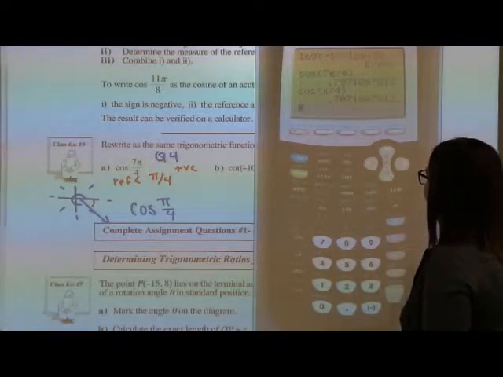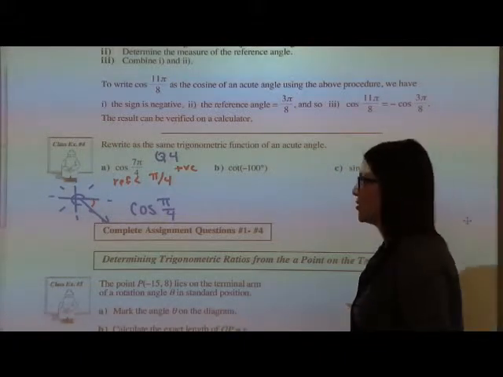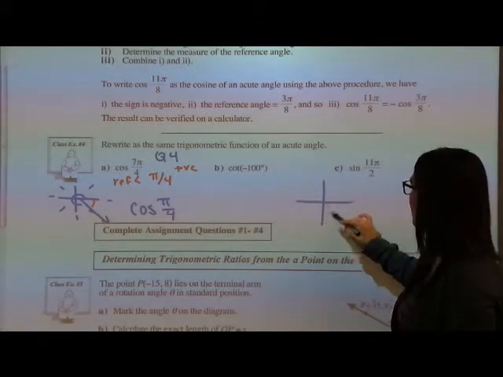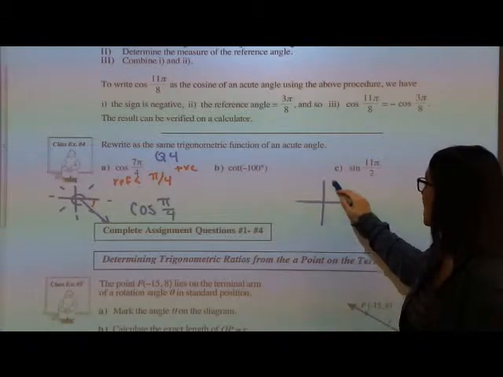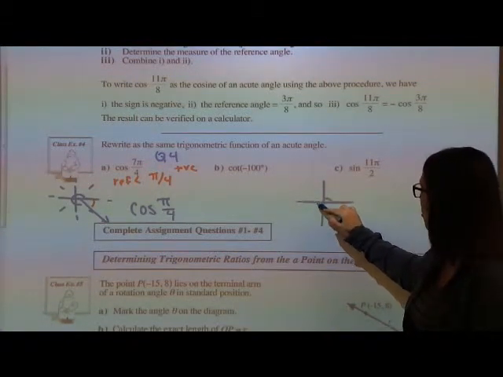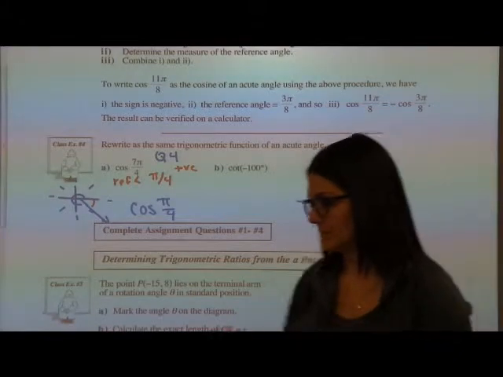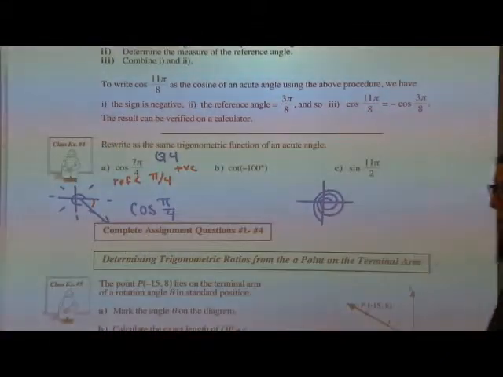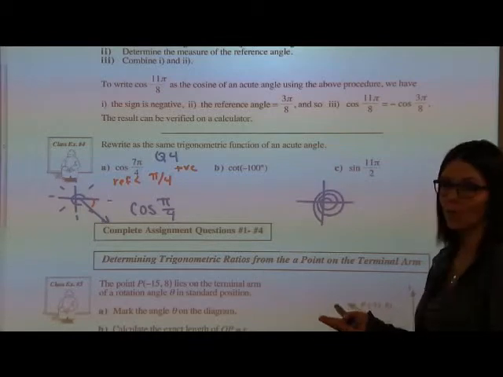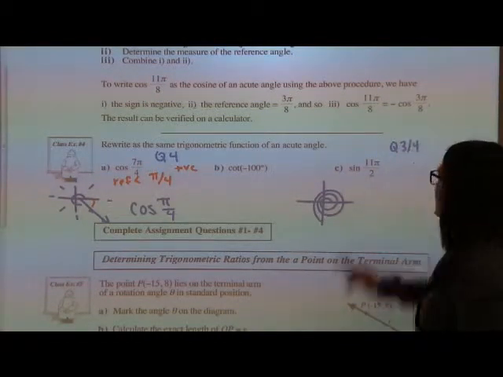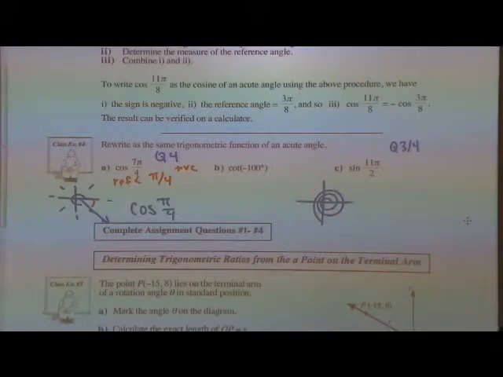Now I want to skip and go to C, 11 pi over 4. Or sorry, 11 pi over 2. So 11 pi over 2 means that I'm only splitting this in half. So 1, 2, 3, 4, 5, 6, 7, 8, 9, 10, 11. It means that I go around 2 3/4 times. So this puts me right in the middle, between quadrants 3 and 4. What's the value of sine in quadrants 3 and 4? Negative.